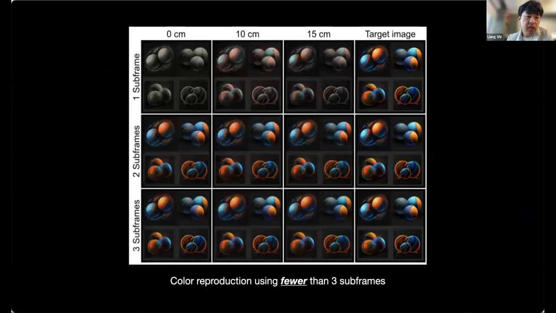We also find multicolor hologram can use fewer than three subframes to produce full color image because each frame now simultaneously modulates three wavelengths. In this example, given enough propagation distance, even one subframe can produce a target image in ballpark, and two subframes already produce a very close to the target. That's all for the brightness part.